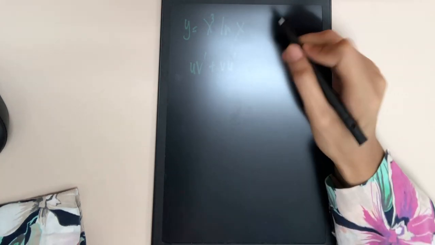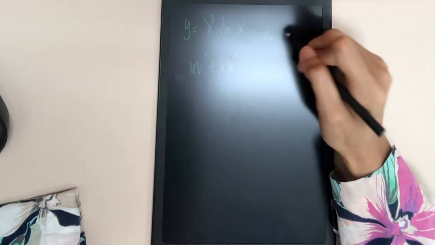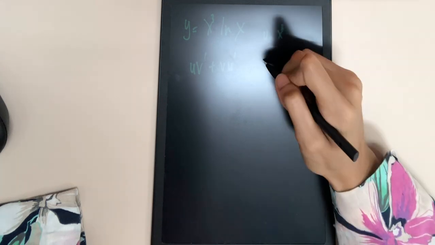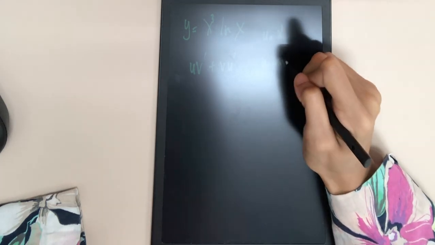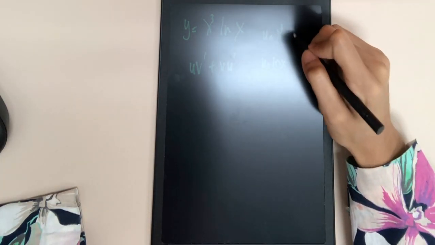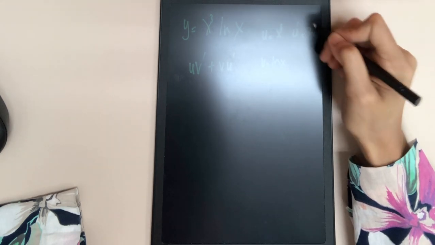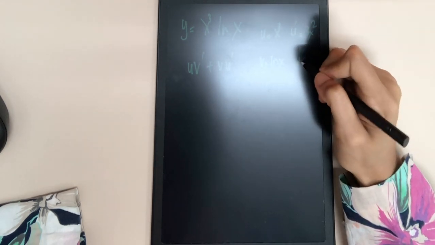Okay, then what is your u? Okay, u here is x cube. And your v here is ln x. Okay, so what is your u prime? 3x square. What is your v prime? Yes, this one.